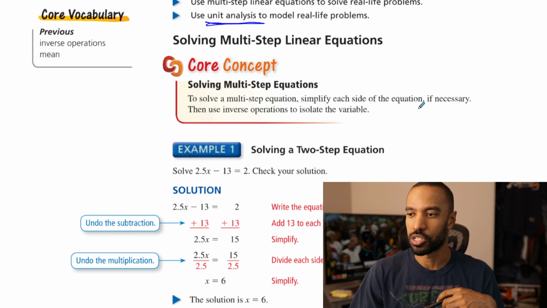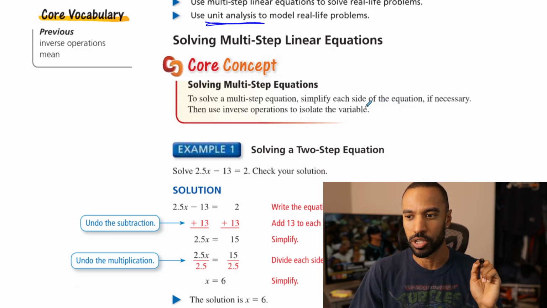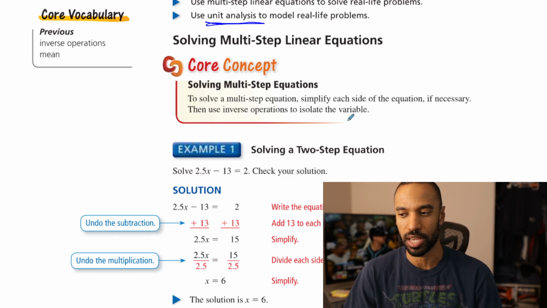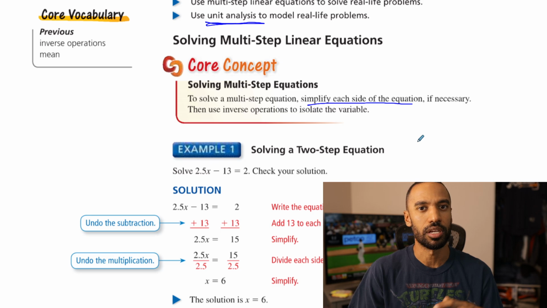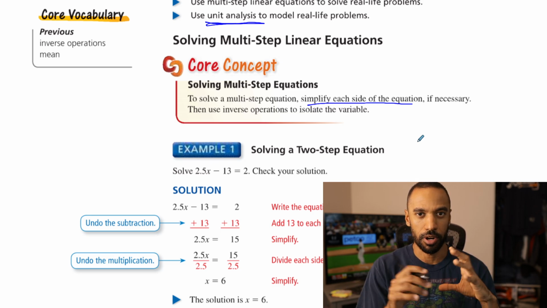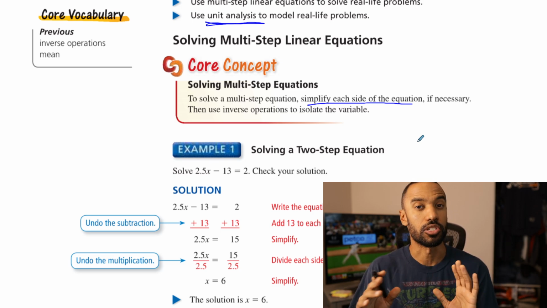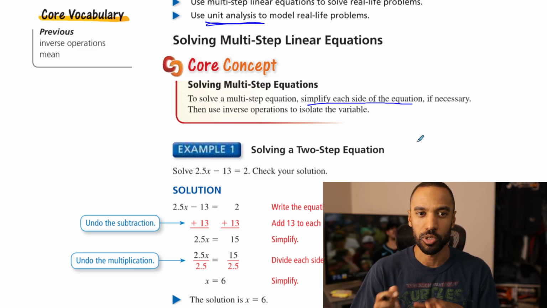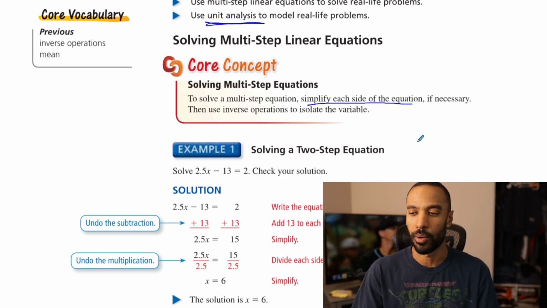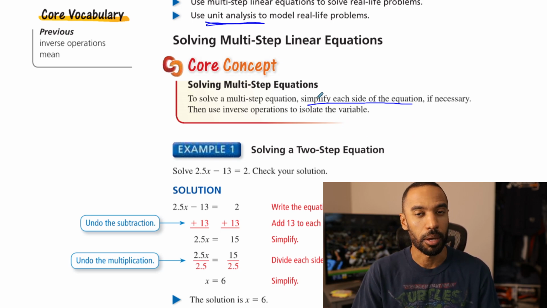Solving multi-step equations: you simplify each side of the equation if necessary, then use inverse operations to isolate the variable. Simplifying each side means what you probably think it means. Distributive property, get rid of parentheses, combine like terms. It's not always required, it's always recommended though. Sometimes, strategically, if you know something else to do with it, go ahead and give it a shot. But for now, kind of follow that protocol.